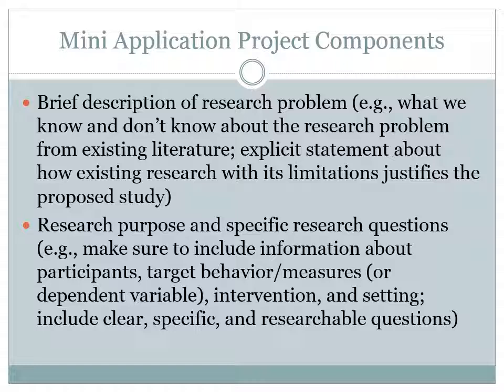Now there are several components to the mini application project, and I just want to go through each of them. The first thing you will do is provide a brief description of the research problem, what we know and don't know about the research problem from existing literature, and an explicit statement about how existing research with its limitations justifies the proposed study. You will get some practice on this component while you are drafting your introduction section, and as always, I will provide detailed feedback.